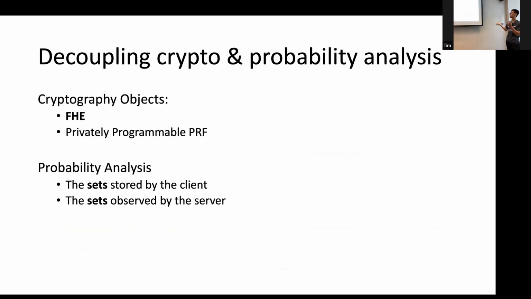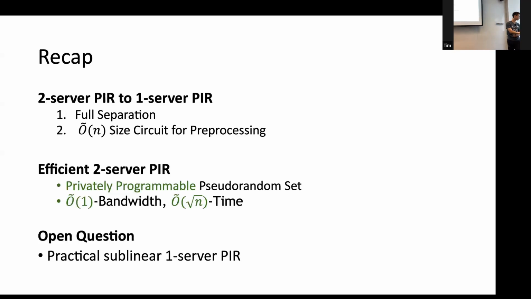Using that key lemma, we are able to decouple the crypto and probability analysis. Remember that our crypto objects are FHE and the privately programmable PRF. For the probability analysis, we have the set stored by the client and the sets observed by the server, and we need to analyze the distribution of those sets. Using the key lemma, we can separate them and analyze them one by one. All right, so basically that's it.